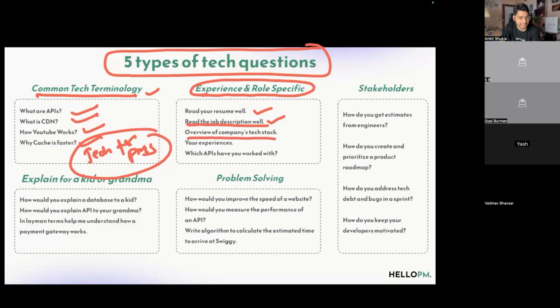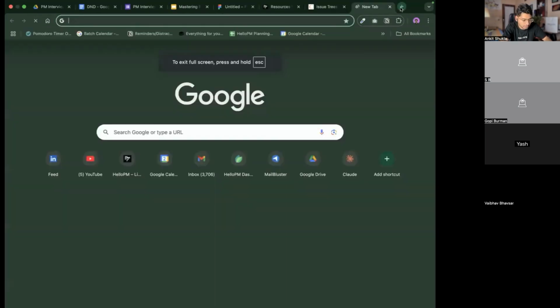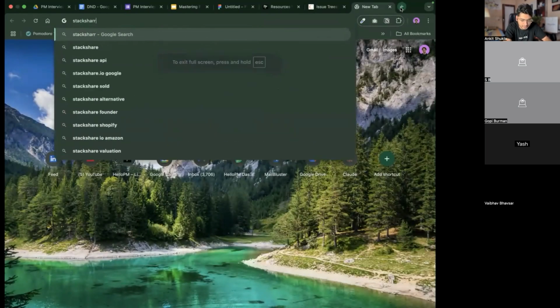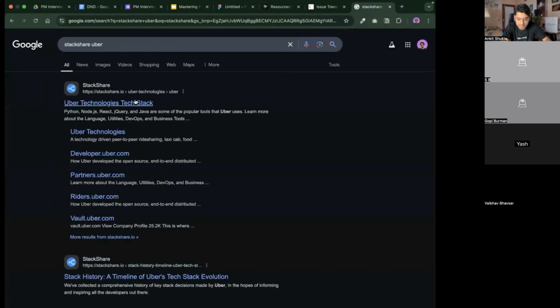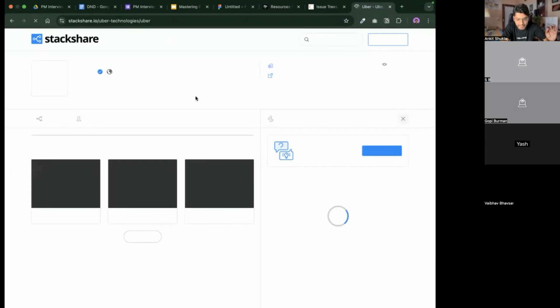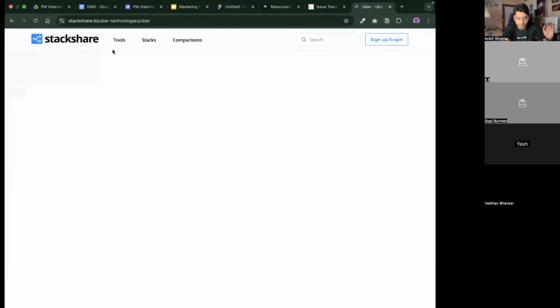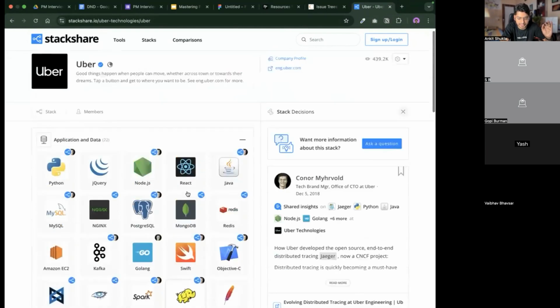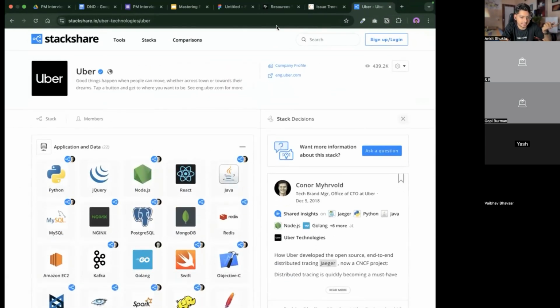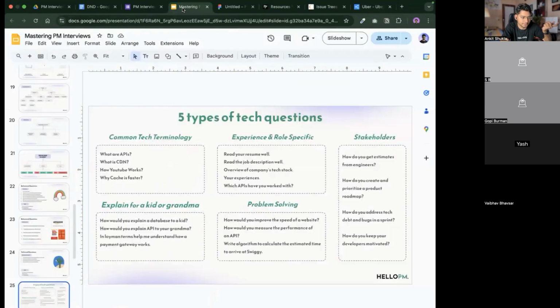Understand the company's technical stack. Every company has a separate tech stack, and you need to understand what it is. There is a website called stackshare.io where you can check the stacks of particular companies. Let's say Uber is using Python, jQuery, these kinds of things. So at least you can be aware of the basic things. You should know what technologies they are using.